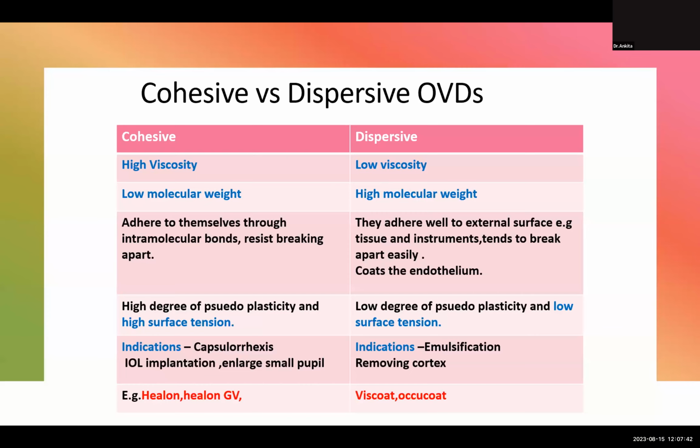These are used in conditions like floppy iris syndrome, where this viscoelastic agent holds the iris during the procedure. In cases with high myopia, we use the soft shell technique, in which we first insert the cohesive, which will maintain the anterior chamber, and then we insert the dispersive, which will coat the entire endothelium.